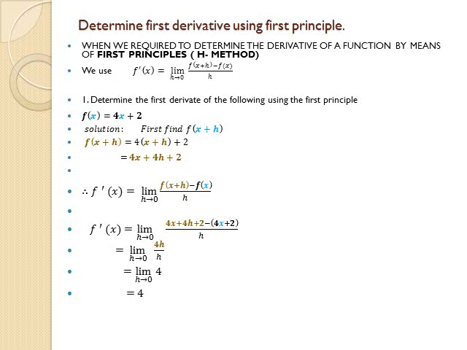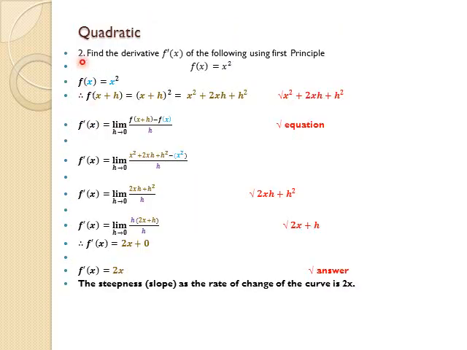Right, let's look at the quadratic. So here in question 2 we have a quadratic. Find the first derivative using first principles. That's what's given. So I'm going to use this equation. f of x equals x squared. In the place of x, I first have to find x plus h, so x becomes x plus h, all squared. So I have two terms and it's squared.